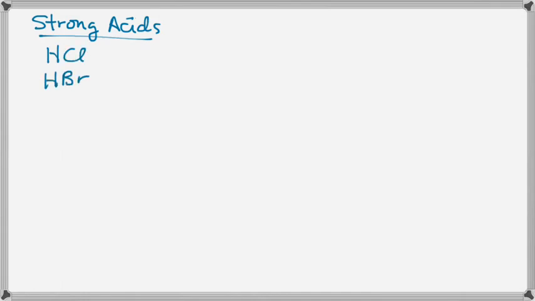HCl, HBr, HI. Those are the hydrohalides. So not fluorine. Fluorine's the little sister of that group, and that's a weak acid, but the others are strong acids. And then we've got perchloric acid and sulfuric acid and nitric acid. How do you know it's a strong acid? You memorize them. There's 6 of them. It's not that bad.